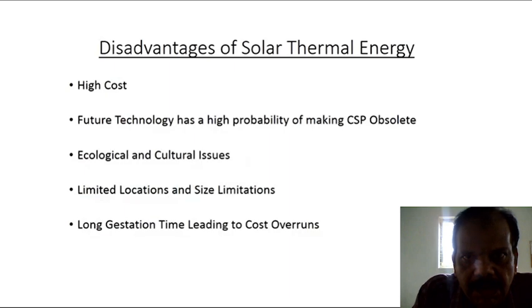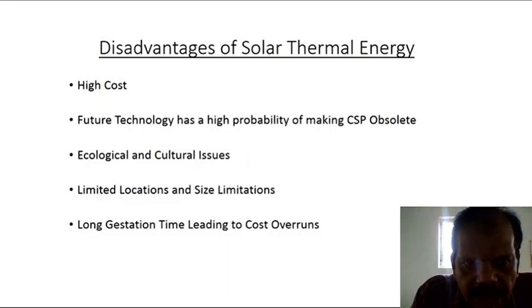Some disadvantages can be seen from the solar system. The initial setup cost will be high, and the technologies are under experimental stage, so future technology has a high probability of making it obsolete.